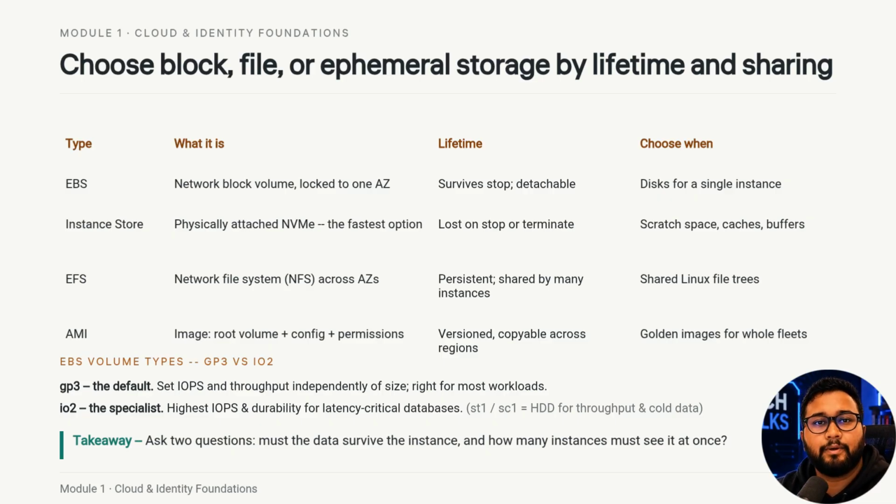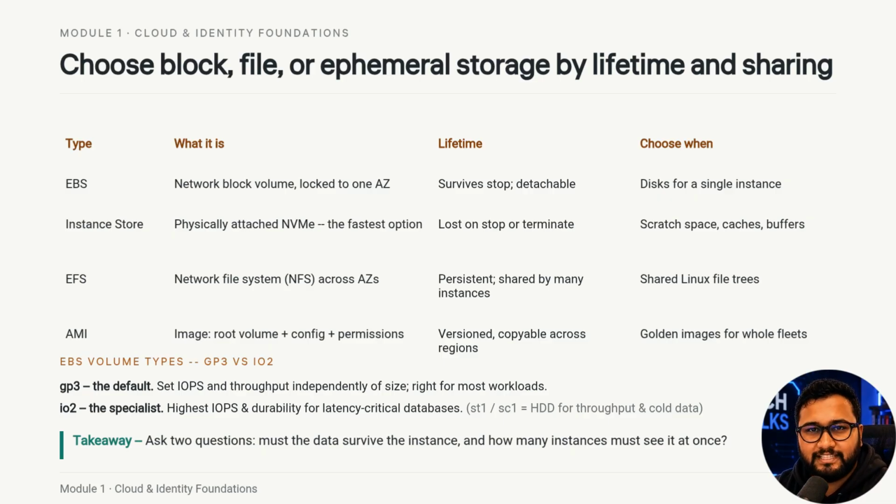The slide also compares two EBS volume families. GP3 is presented as the default choice for most workloads. IO2 targets latency-sensitive, high-performance database workloads. The key isn't memorizing every storage type, it's understanding which problem each one solves.